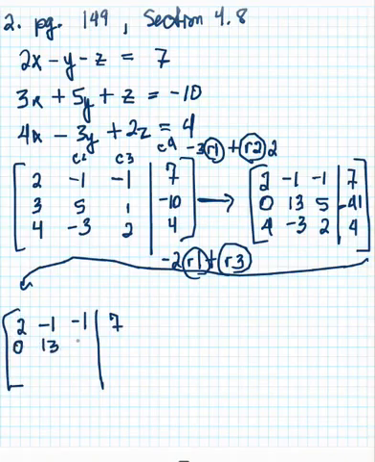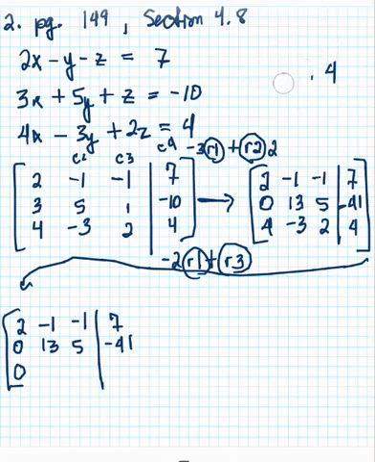0, 13, 5, -41. And so now we just have to get, and hopefully we're going to get 0 right there, because that's the point. That's what we're trying to do. So we're going to take -2 times row 1, 2, and we're going to add that to row 3, so we get 0. Yeah.